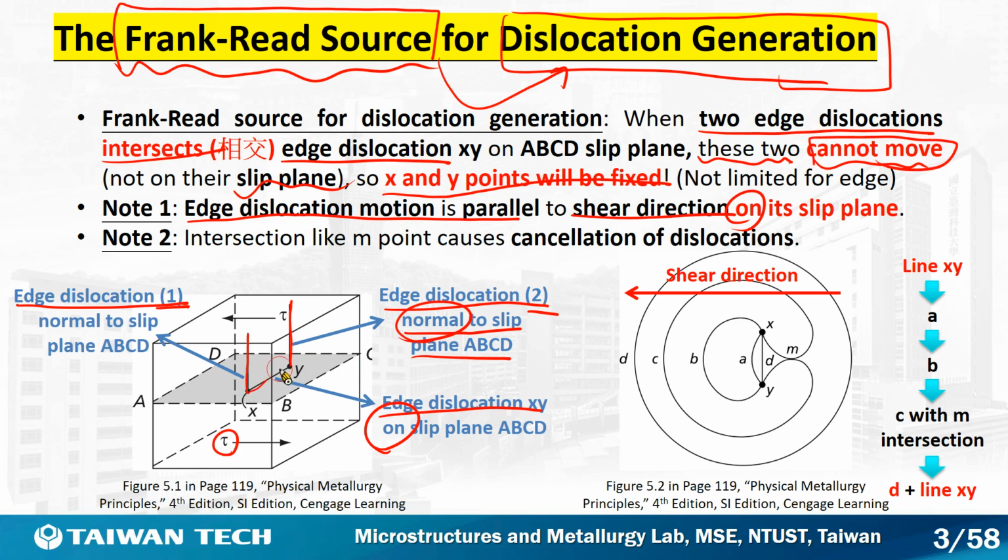However, XY should be able to move. So XY will be fixed, but the middle one can move. So you can see here. First, we have XY, this is this XY. XY is on the slip plane. And then when we have a shear direction here, this dislocation line will move to the left.